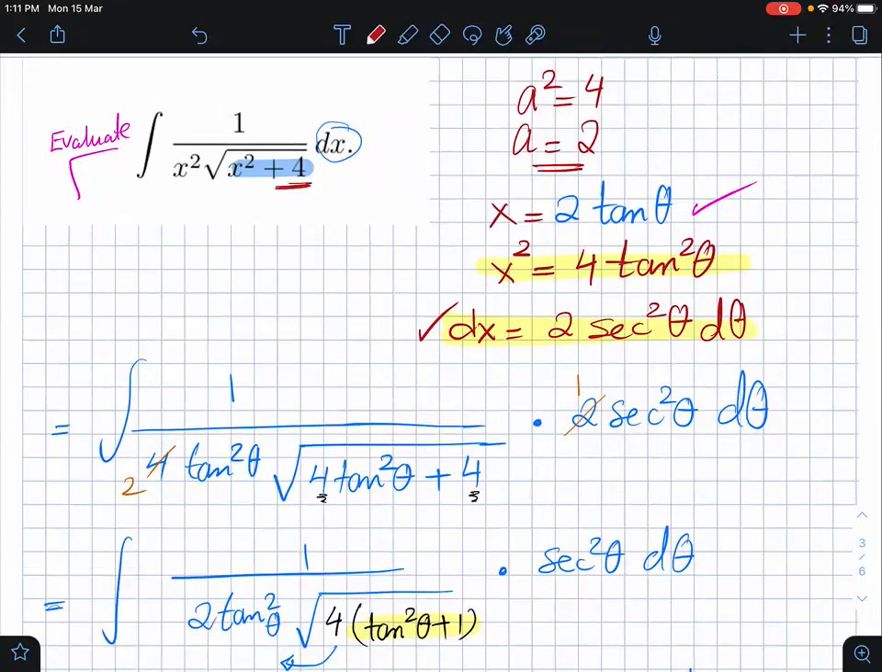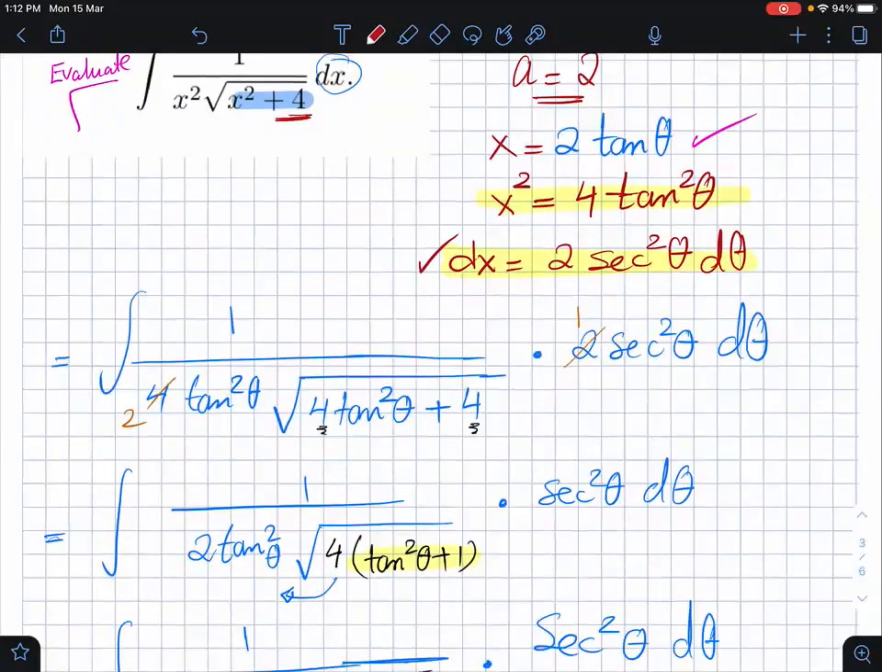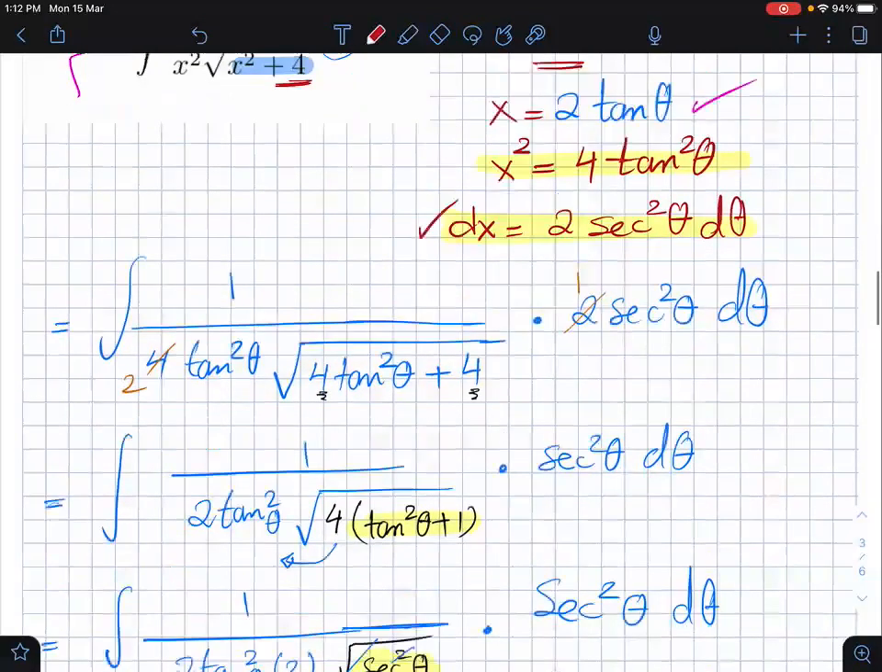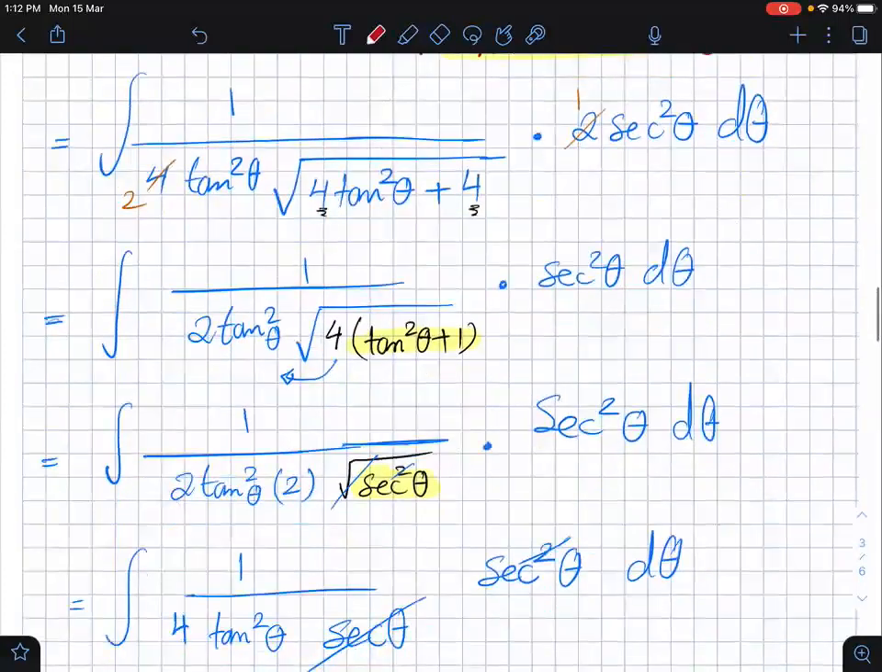We use the 2 tan theta and square it because I have in the question x squared. So x squared is 4 tan squared theta. Differentiate to find dx, to substitute dx also. You have now the integral of 1 over 4 tan squared theta inside the square root 4 tan squared theta plus 4. From inside the square root, take 4 common factor, it comes out of the square root as 2. 2 by 2 is 4.